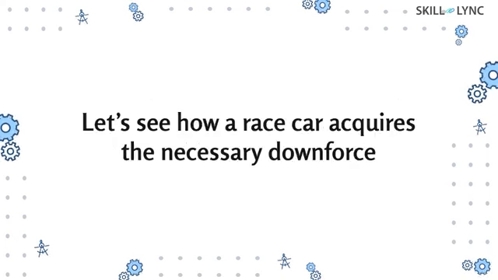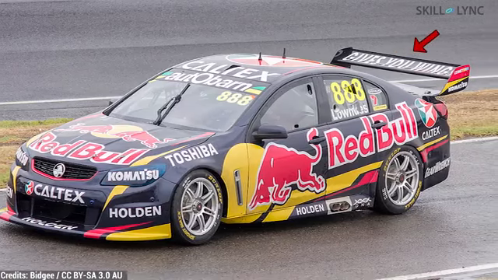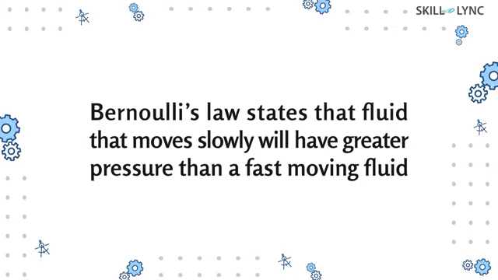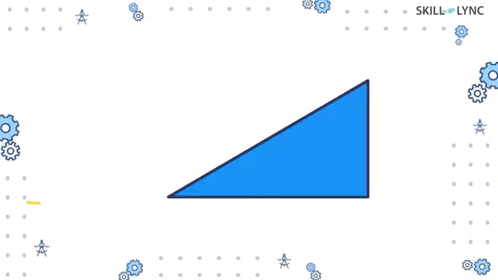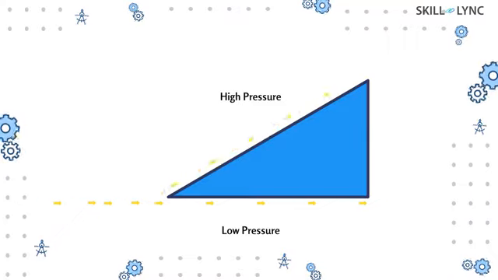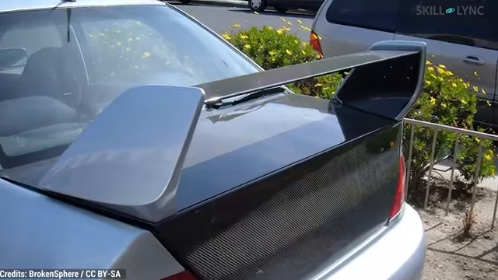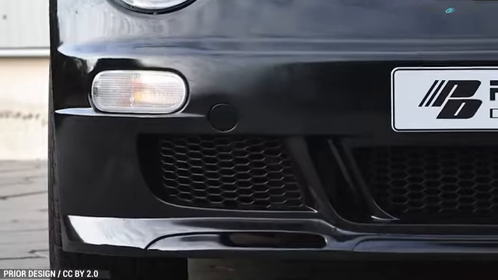Let's see how a race car acquires the necessary downforce. You might have noticed these objects on race cars. They are called wings. According to Bernoulli's law, fluid that moves slowly will have greater pressure than a fast-moving fluid. The wings are designed with higher surface area at the top when compared to its bottom. As the air flows over it, higher pressure will be developed at the top surface, whereas at the bottom there will be lesser pressure. This creates the necessary downforce. In addition to wings, splitters can also be used to improve downforce.